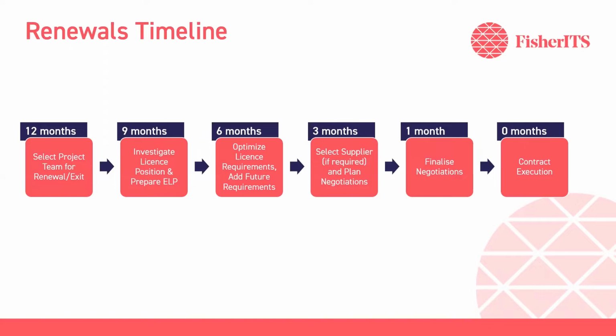About a month before the date, you should be finalizing the negotiations with whichever supplier you choose, or with the vendor, if that's what you chose to do. And then that should lead you quite smoothly to contract execution at the date of the expiration of your renewal.